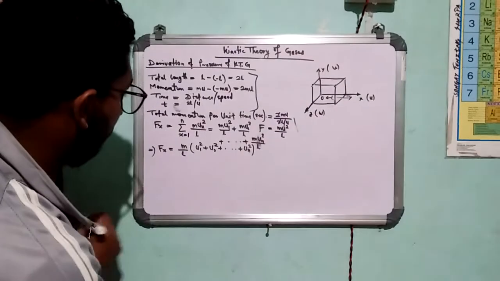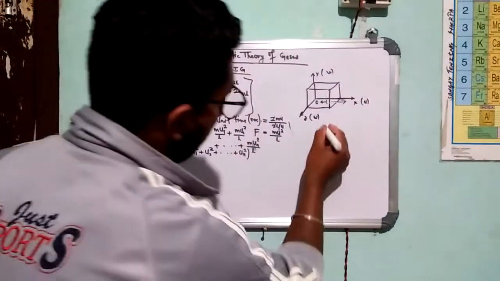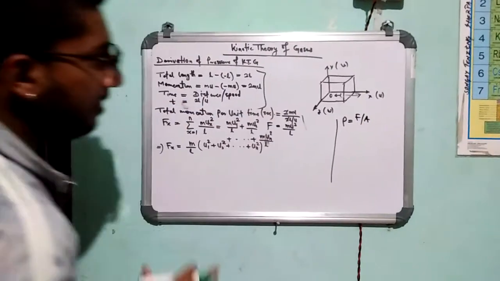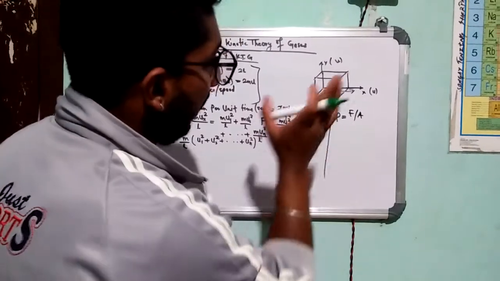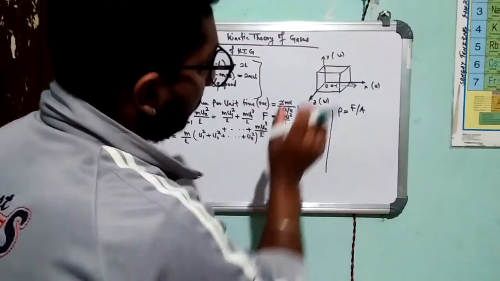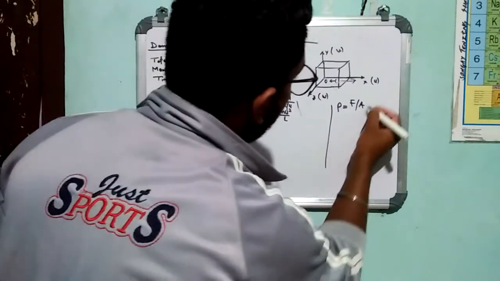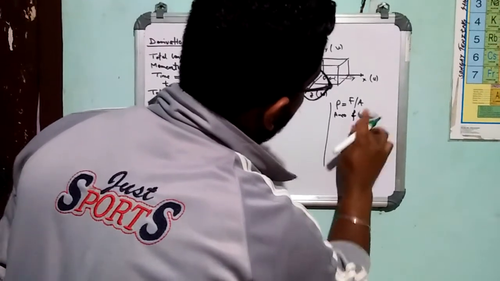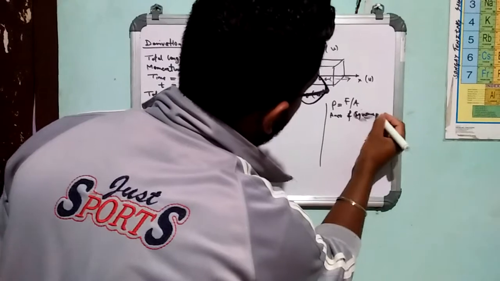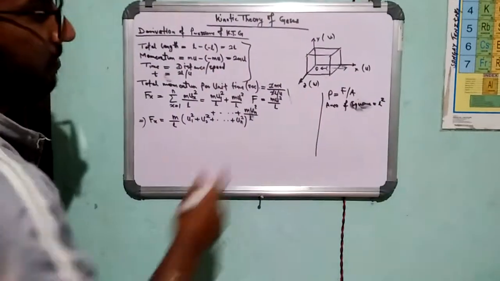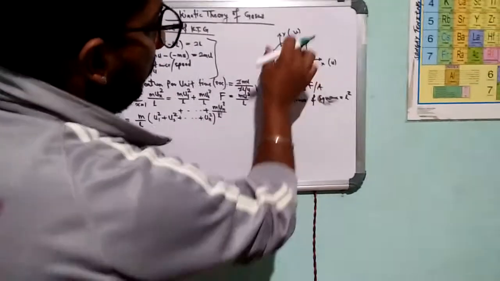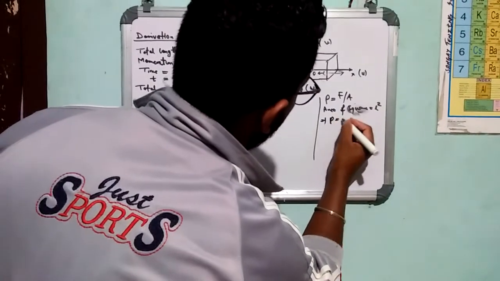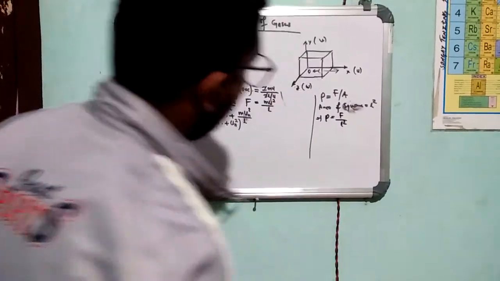So what is the pressure? The formula for pressure is equal to force by area. Since we are considering only the x-axis, only one face of the cube is considered. We know that the area of a square is equal to l square, if l is the length. So the pressure becomes force by l square.